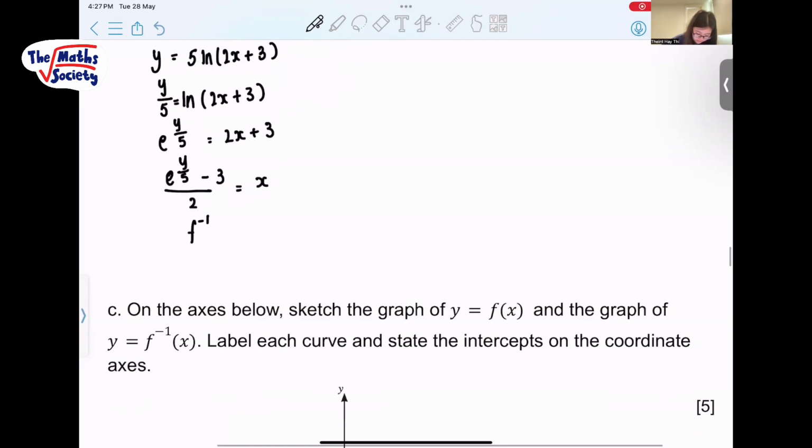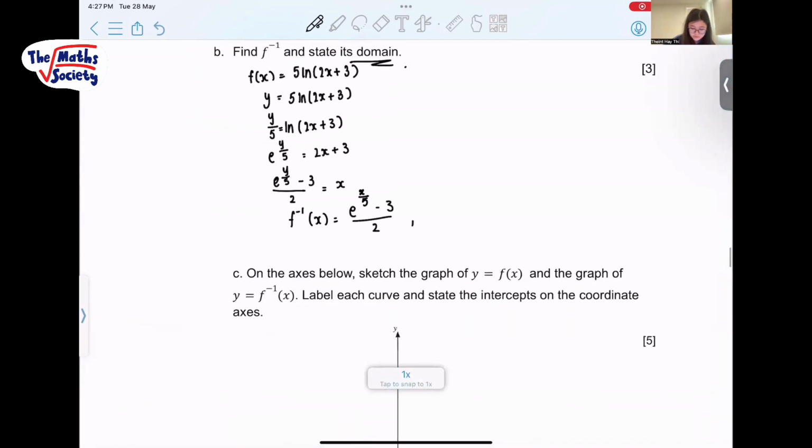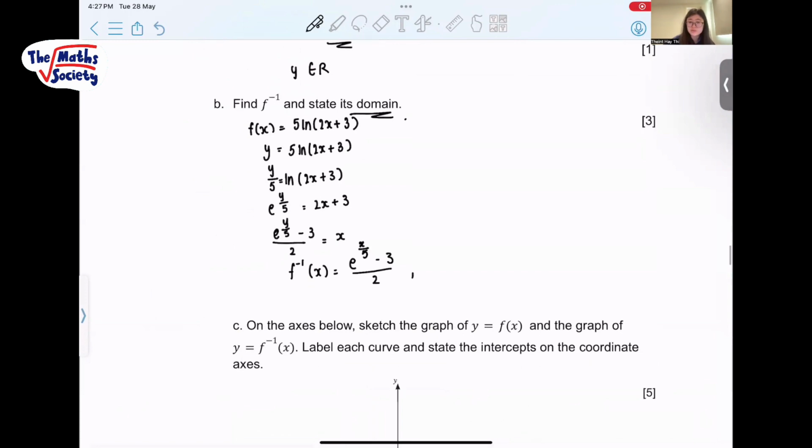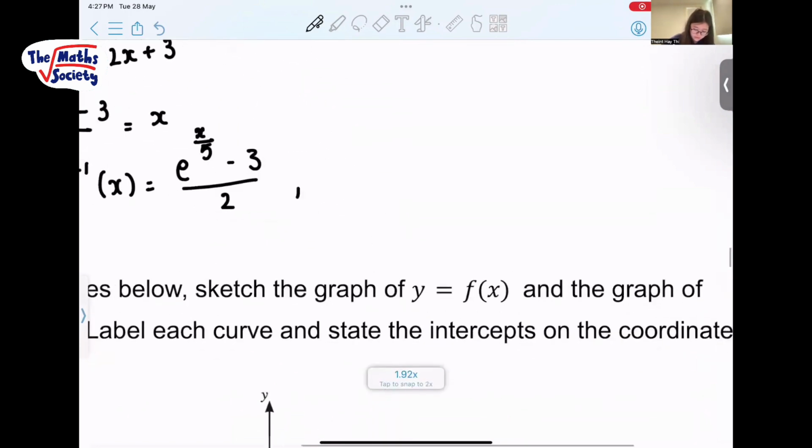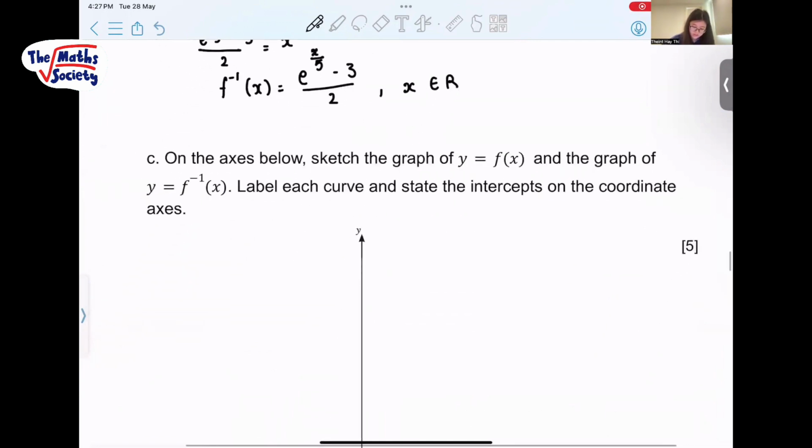So then we know now that f inverse of x is going to equal e power x by 5 minus 3, divided by 2. And then because we are asked for its domain, we know it's going to be the same as the range of f, which is all real numbers, so x belongs to R. And then they asked us to sketch the graph of y equals f(x) and the graph of y equals f inverse of x. We know that for inverse, it's just going to mirror.